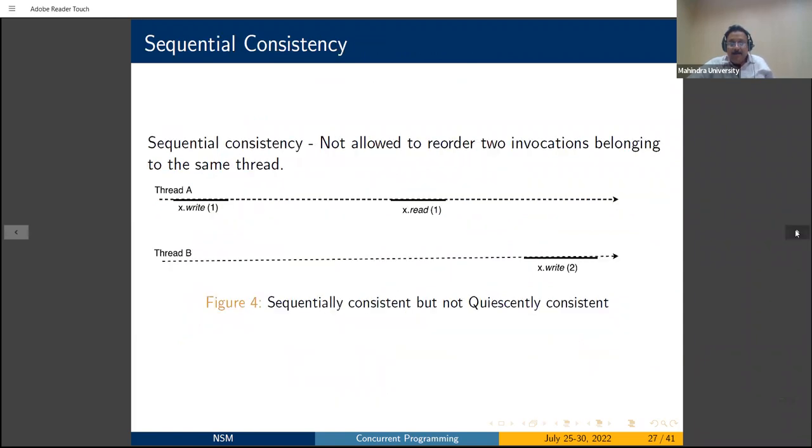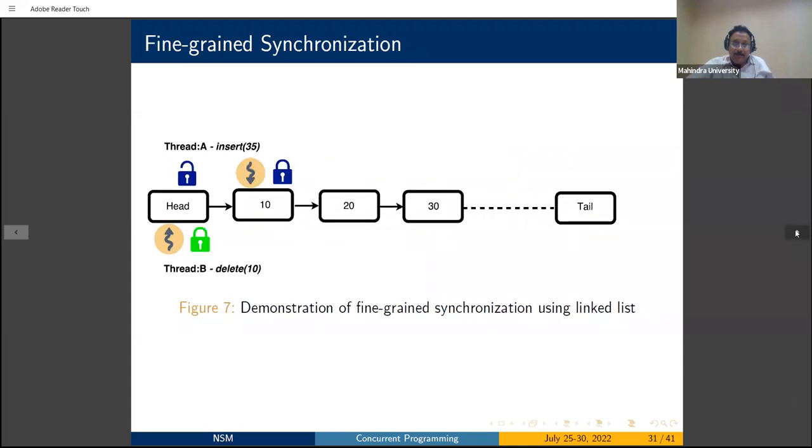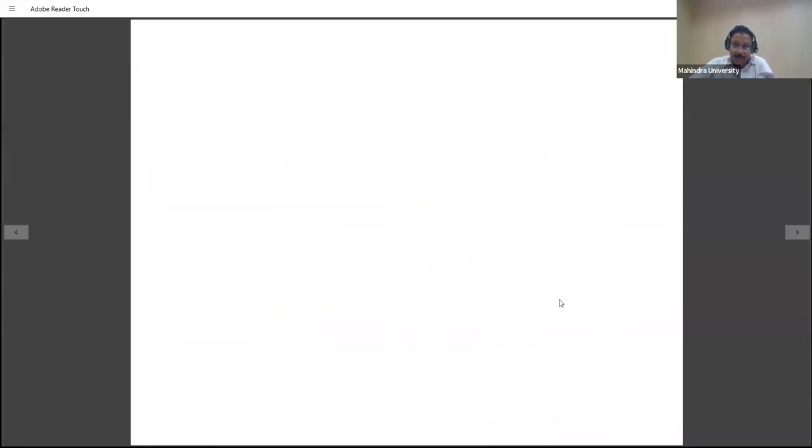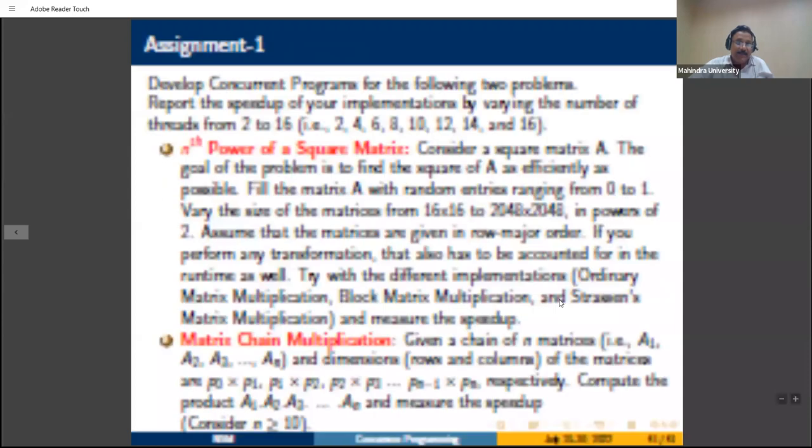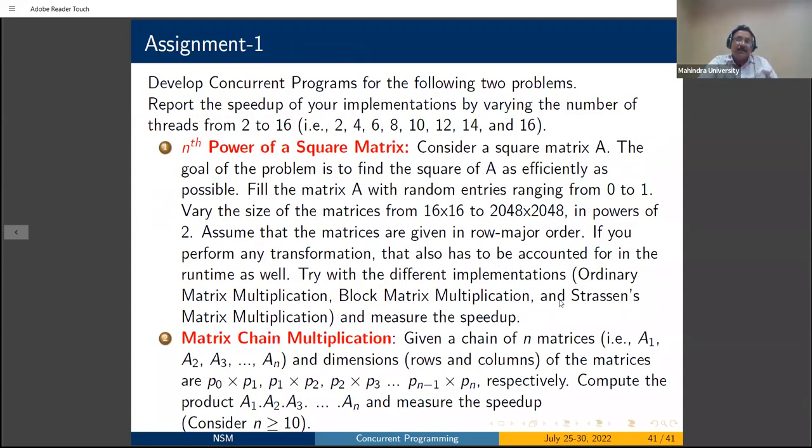Today I would like to share some programs with you. Please try. Are you able to complete this task within 2 or 3 days? Develop concurrent programs for the following two problems. Report the speedup of your implementation by varying the number of threads from 2 to 16. The first problem is to find the nth power of a square matrix. A is a matrix of order n by n, and you need to calculate A power n.